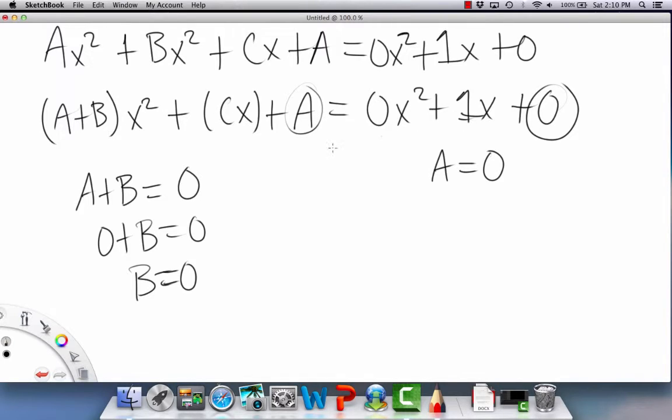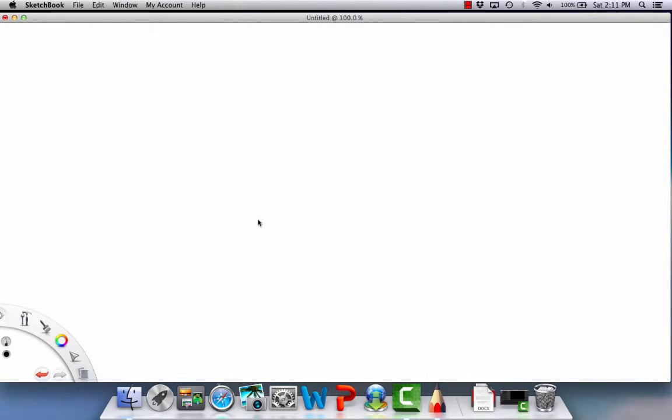And let's see, so c, now if we're comparing the coefficients of the x terms, c equals 1. Okay, so we have our three variables and our three constants. So now we're going to plug it back into our partial fractions. So what we have now, I'll go on to the next page.